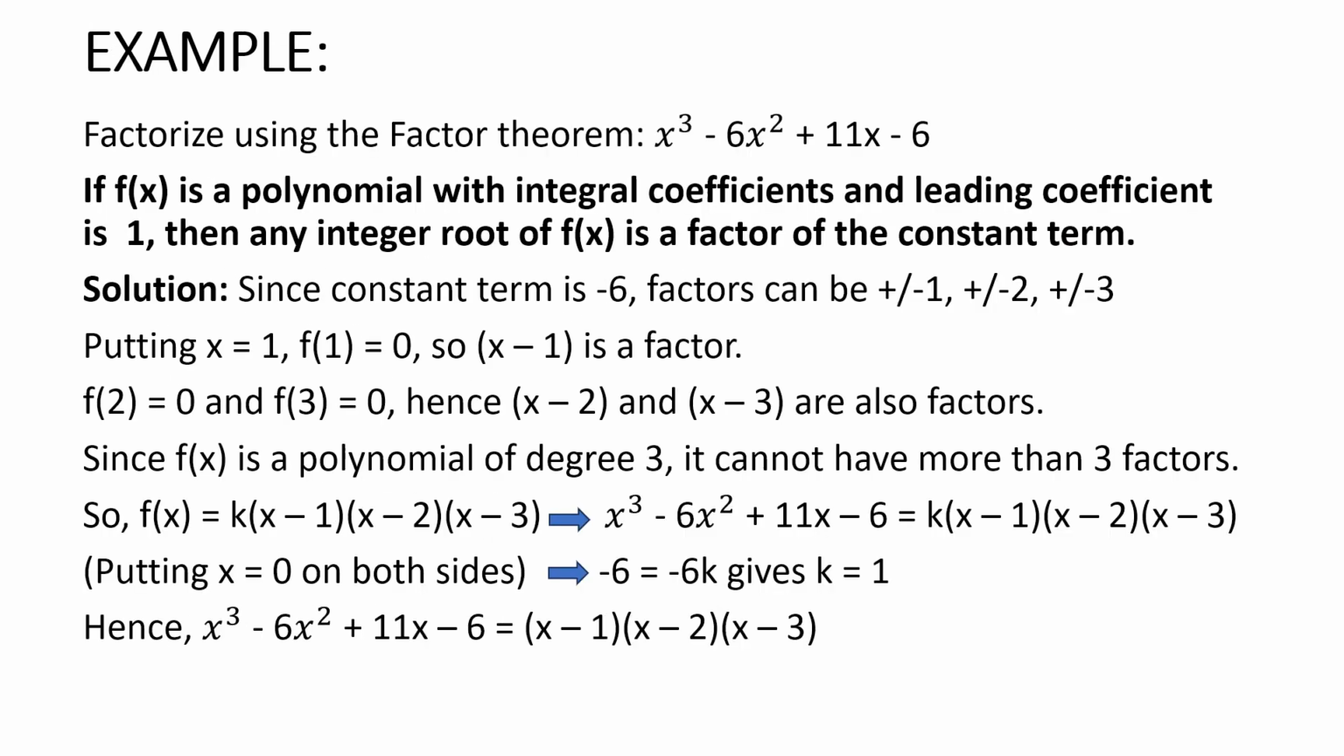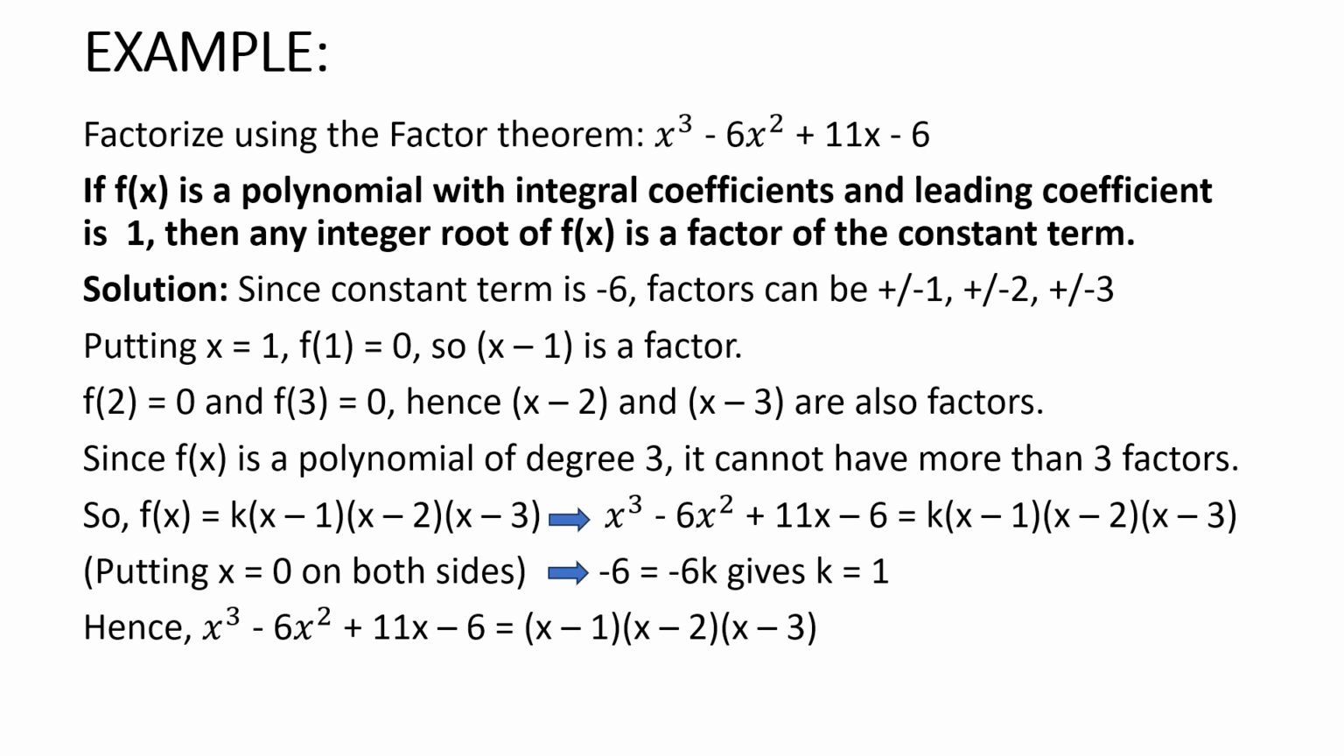Next, a different type of example. Factorize using the factor theorem: x cube minus 6x square plus 11x minus 6. Now remember one result which will be useful. If f(x) is a polynomial with integral coefficients and leading coefficient is 1, then any integer root of f(x) is a factor of the constant term.